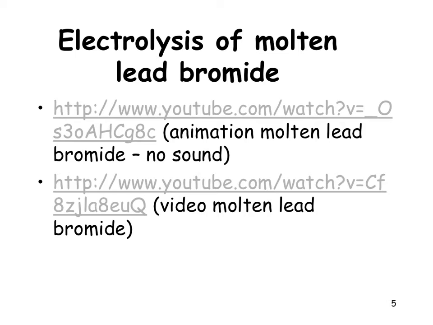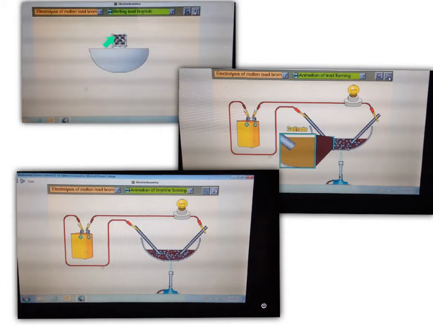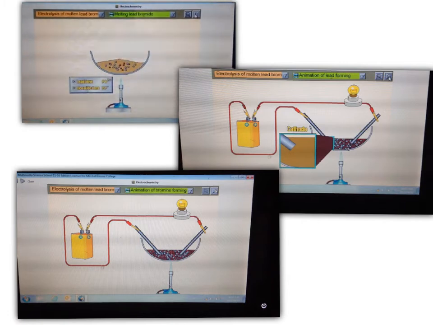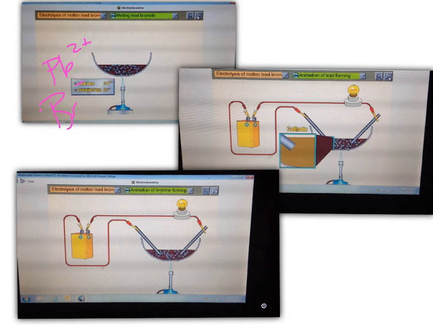Here again, we're now going to take a look at what happens if I pass an electric current through melted lead bromide. There are some YouTube videos, but I'm going to show you an animation that comes from Multimedia Science School. So, first one. Here is the lead bromide, and that's the lattice, and when I heat it up, the lattice breaks up, and I get Pb2+ ions and Br- ions in a ratio of 1 to 2.